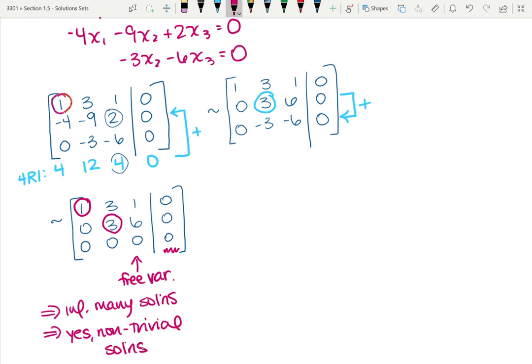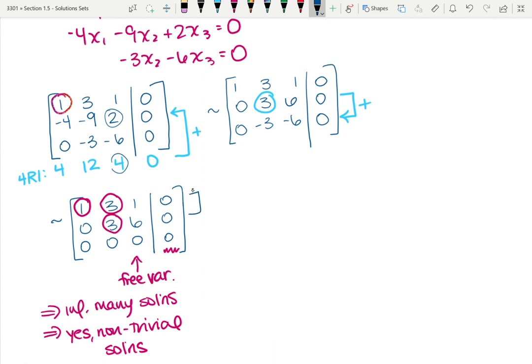All right. So if you are asked, does it have non-trivial solutions? This is as far as you need to go. You could stop here. We see there's a free variable. Yes, non-trivial solutions. But we want to know more information. So we have zeroed out under this pivot, and there's no other pivots here. The last thing we need to do is zero out this 3.